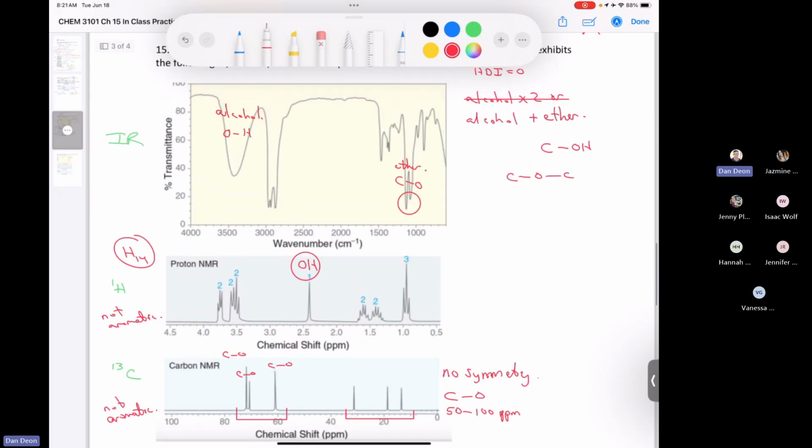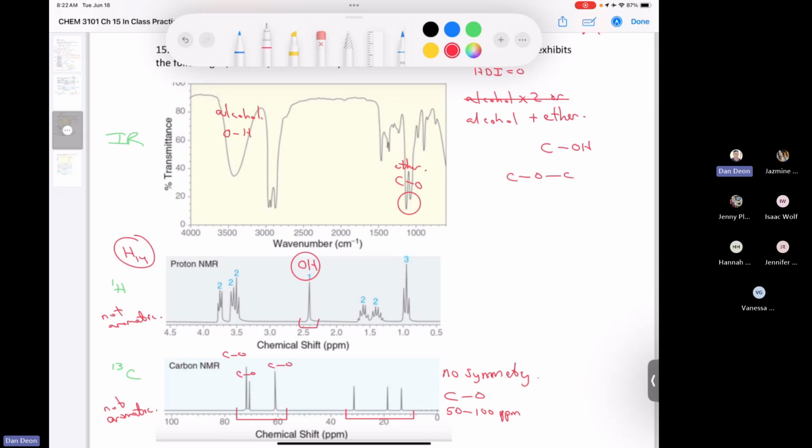So now what we're going to have to rely on a little bit is the proton NMR. And if you look at the proton chemical shifts that we give you, we say that if you have an alcohol, it's between 2 to 5. So this is our alcohol here.